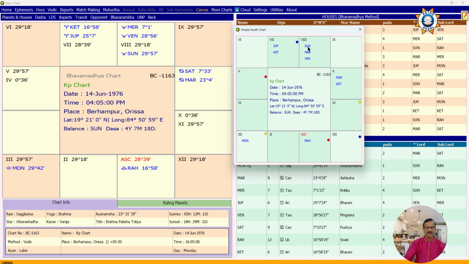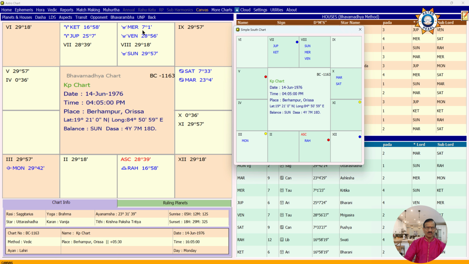Similarly, Sun, Mercury and Venus are in the 8th house in the Rasi chart, but in the Bhavchalita chart, Sun remains in the 8th house because the 8th house starts before it, at 29 degrees 18, and the Sun is at 29:57. But Mercury at 28:56 and Venus at 7 degrees, though they are in the same Taurus sign, are behind this. Clearly, they are in the 7th house because they are in between this beginning and this end. They are in the 7th house.